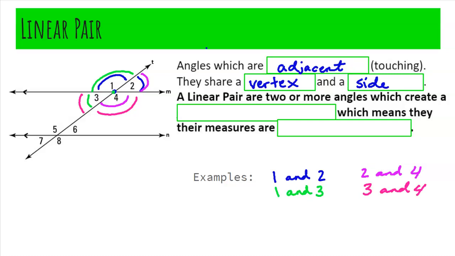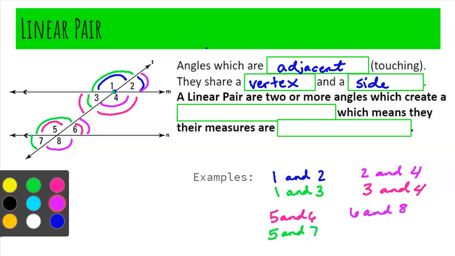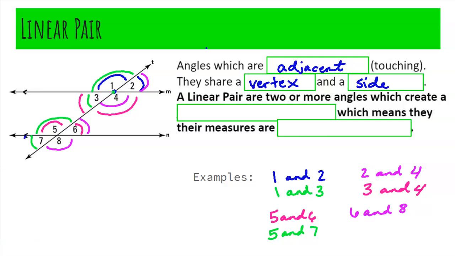Now, the same thing happens down here. So angles 5 and 6 are a linear pair. Angles 5 and 7 are a linear pair. Six and 8. And finally, 7 and 8.